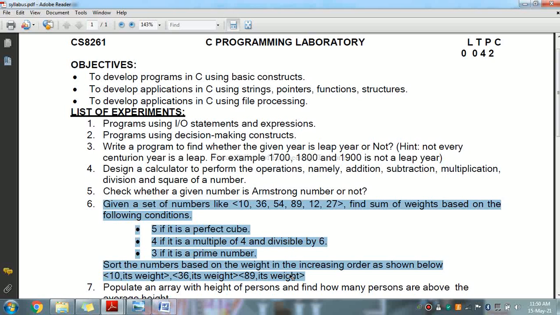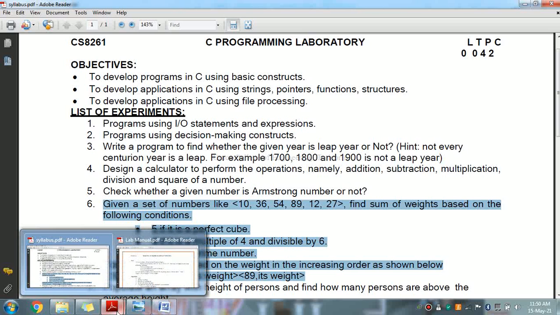89 is not a perfect cube, and it is not a multiple of 4 and divisible by 6, but it is a prime number, so the weight is 3. So we have 6 numbers, and we calculate 6 weights based on the conditions. This is our exercise.